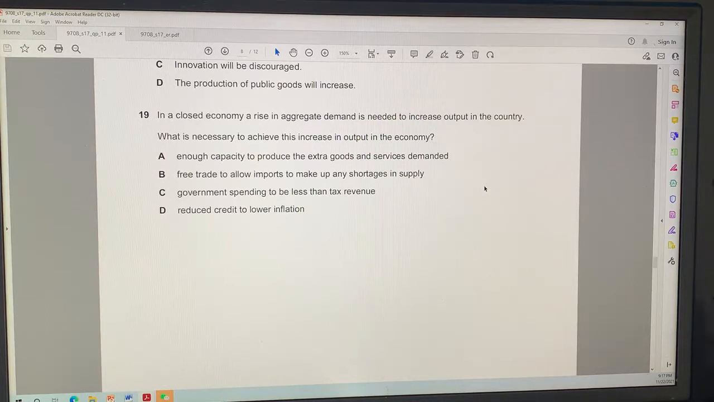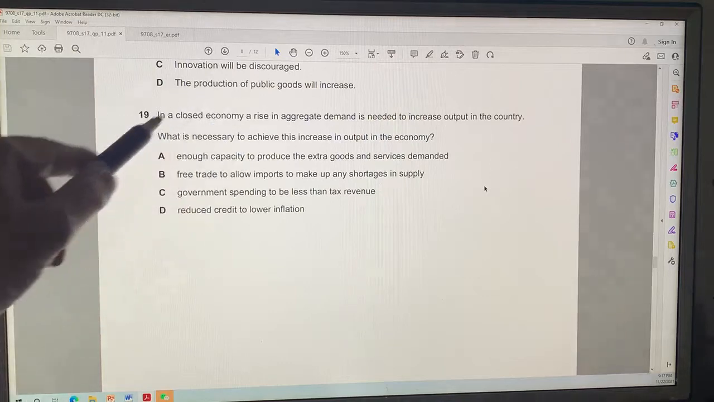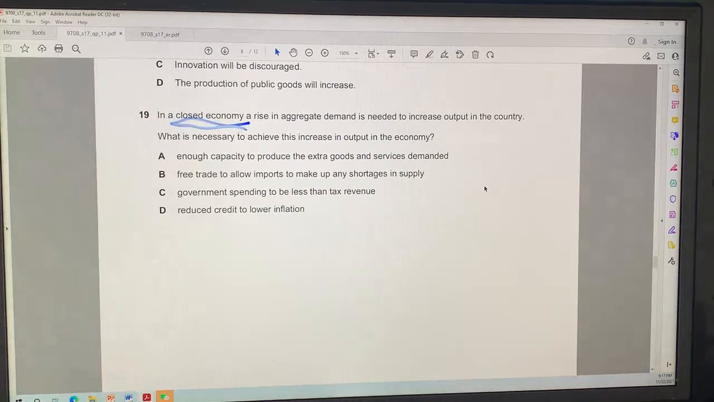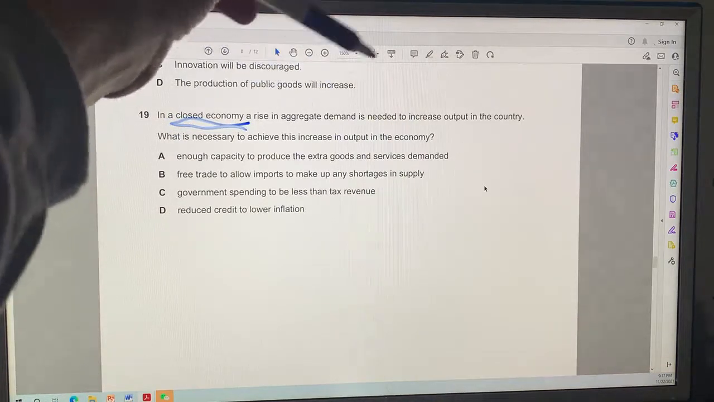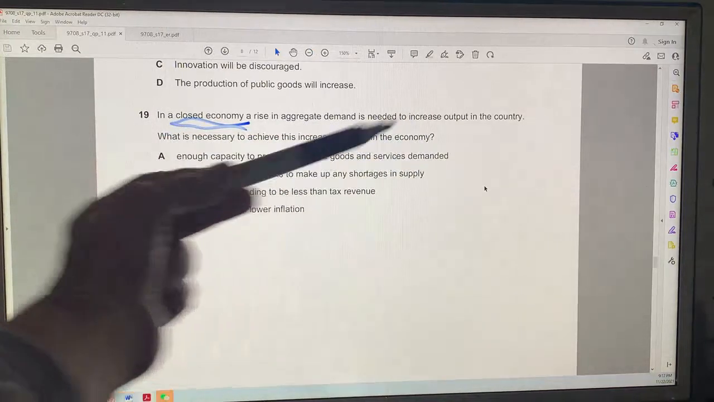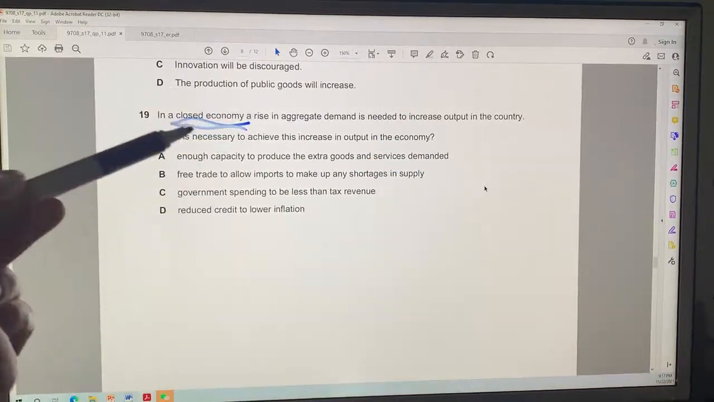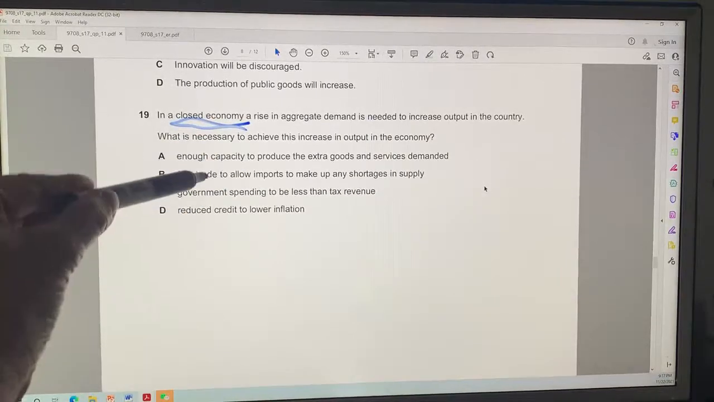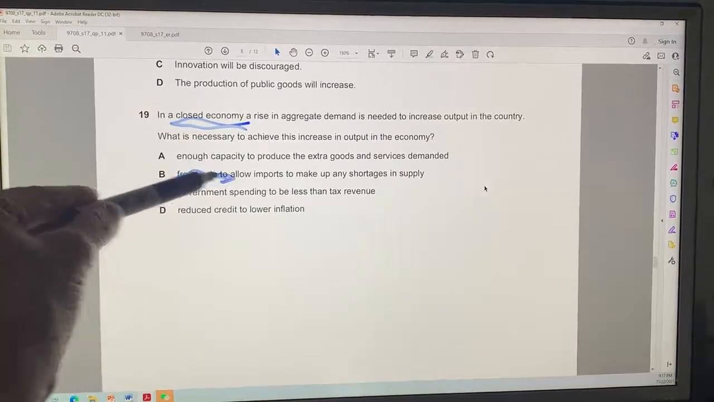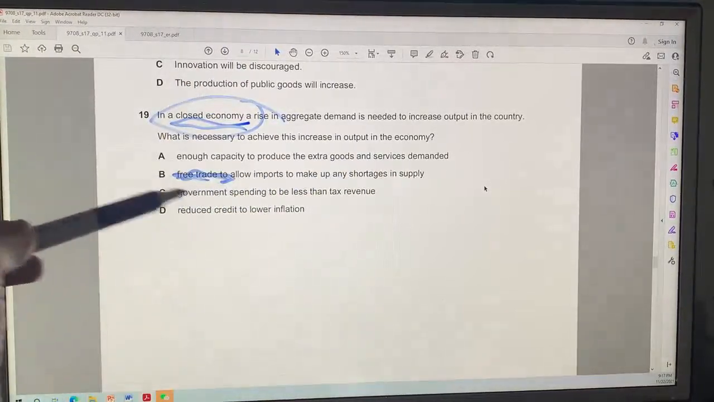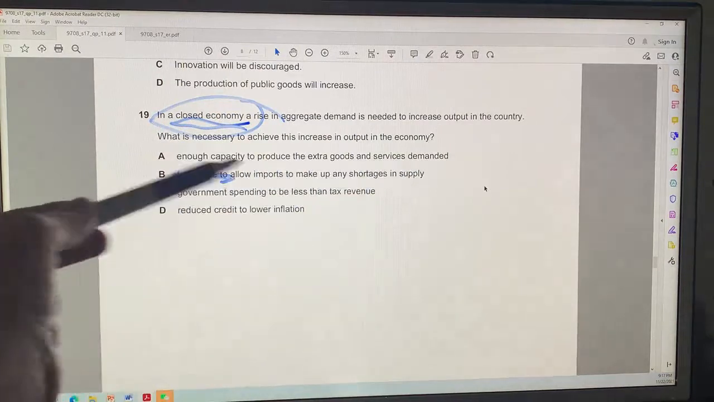Oh, wait. Maybe A, because this is a closed economy, so they're not trading at all, and they want an increase in aggregate demand, so they must be able to produce the goods and services so that people can buy them and increase aggregate demand. So maybe A. B says, free trade. No. It says a closed economy. I'll read B if I need to.